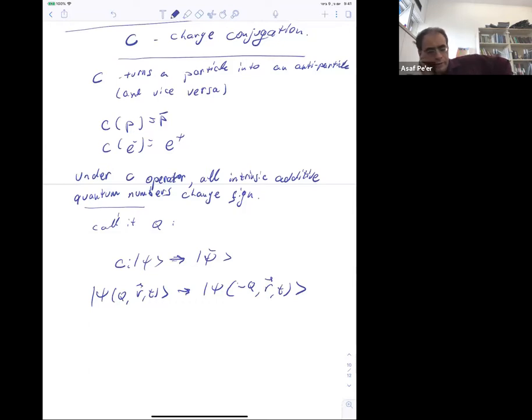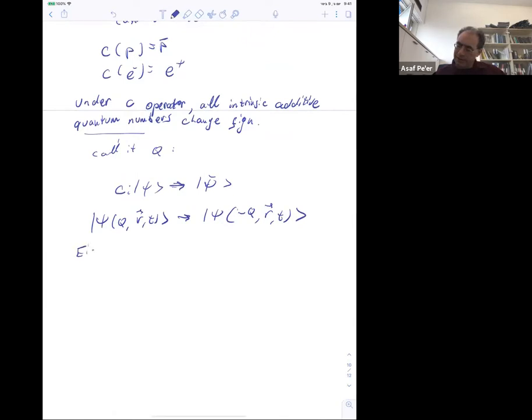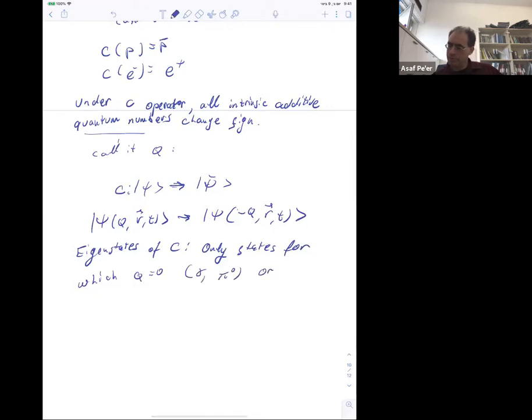So only for particles for which Q is equal to 0, such as the photon or the zero-charge pions, or for states that are composed of a particle and antiparticle, such as a pair of electron and positron, or a quark and antiquark, are these eigenstates of C. So the eigenstates of C are only states for which Q is equal to 0, such as the photon, pi 0, or particle plus antiparticle, like e minus plus e plus, or a quark plus antiquark, etc.